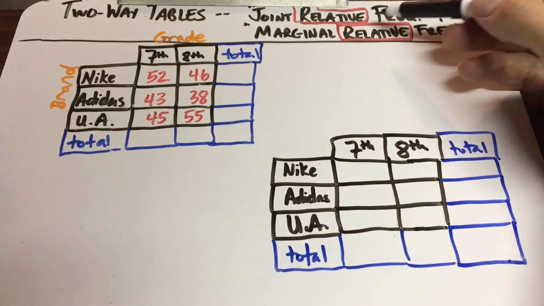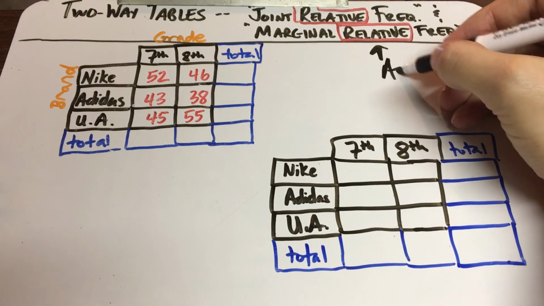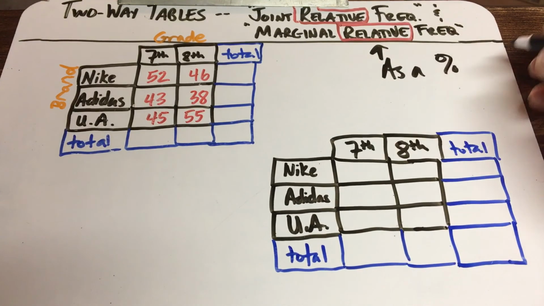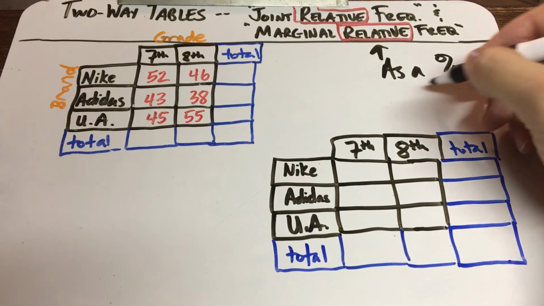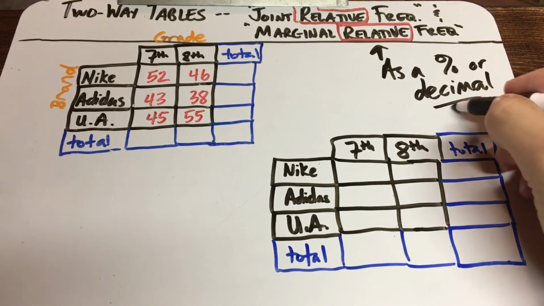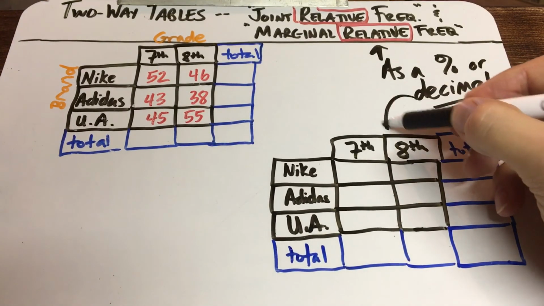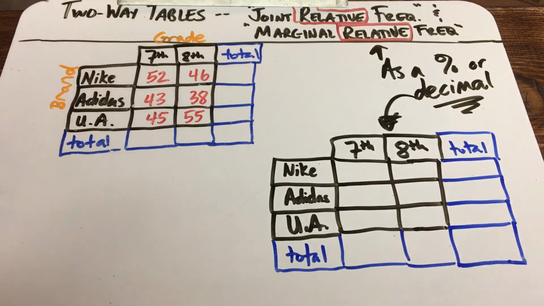What this means is it's going to want our answers as a percent, right? It's going to want our answers as a percentage or a decimal. So whenever you see that word relative, that's your clue to make your answers as a percentage or as a decimal. And we're going to do that actually down here in this chart.